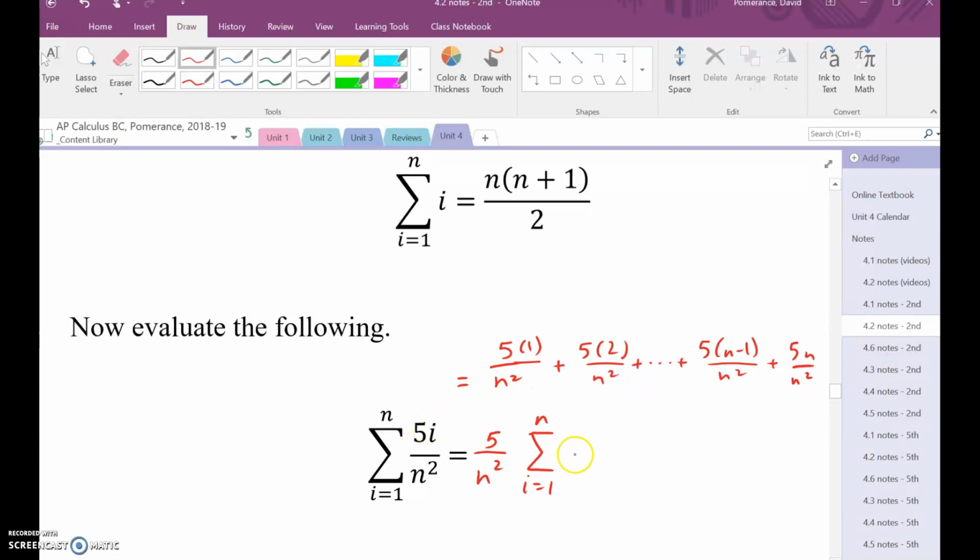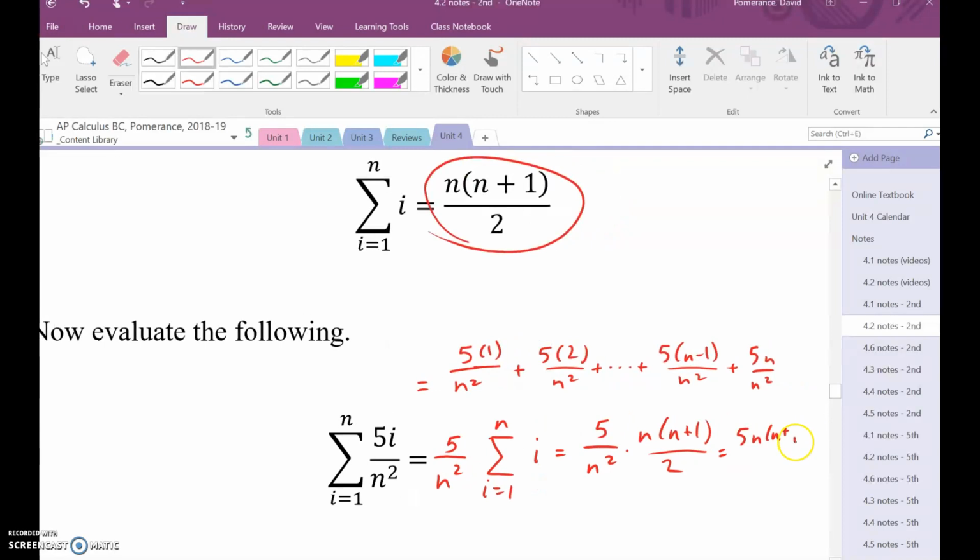The only thing that is changing is the i, so I'll leave the i in there. But we already know that that equals n times n plus 1 over 2. That's what that sum equals. So we have 5 over n squared times n plus 1 over 2. And if you want to, you can rewrite that as 5n times n plus 1 over 2n squared. It's the same thing, just a slightly more compact way of writing it.